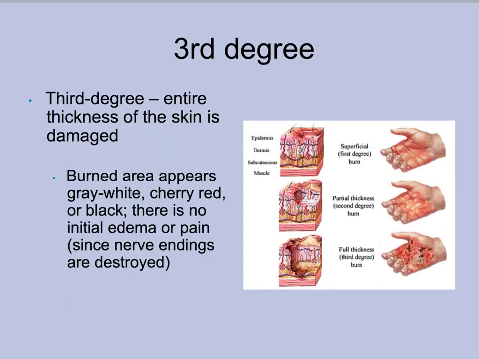And then a third degree burn is where the entire thickness of the skin is damaged. The burned area appears gray or white. It could be very bright red or sometimes even black. There is no initial edema, which is swelling, or pain. The reason why is because the nerve endings are actually destroyed. So if you have a burn that's so bad that your skin becomes blackened and charred and doesn't hurt that much, that's probably a third degree burn.